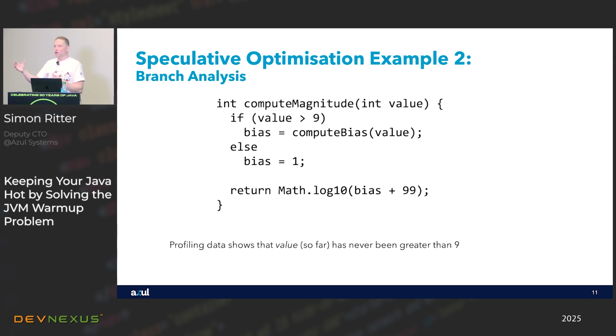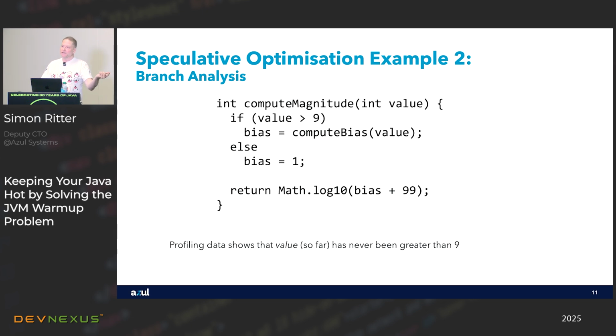A second, slightly more complex example is branch analysis. Here what we're doing is we're saying, okay, I've got a slightly contrived method, which is called compute magnitude. It takes a value as a parameter, and then we test that value to see if it's greater than 9. If it is, we call another method called compute bias to calculate what the bias is we want to use.